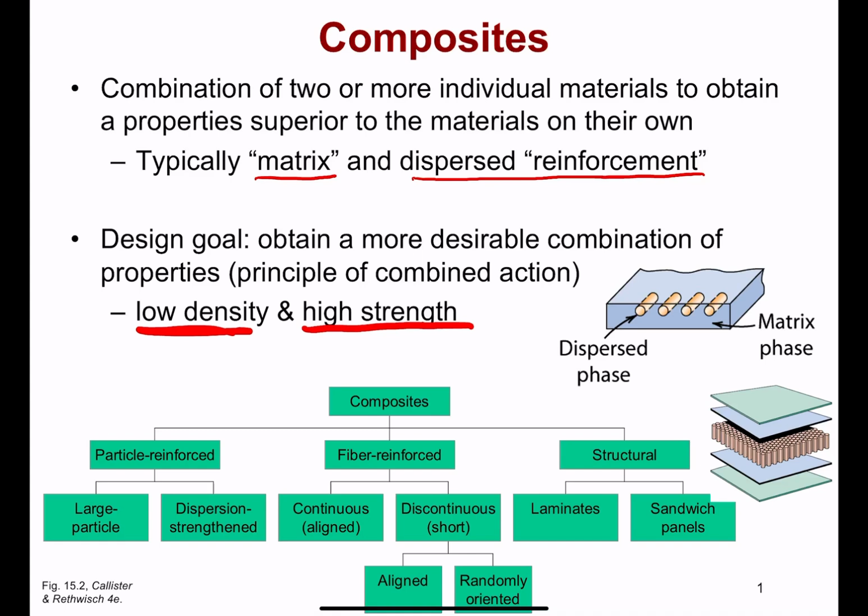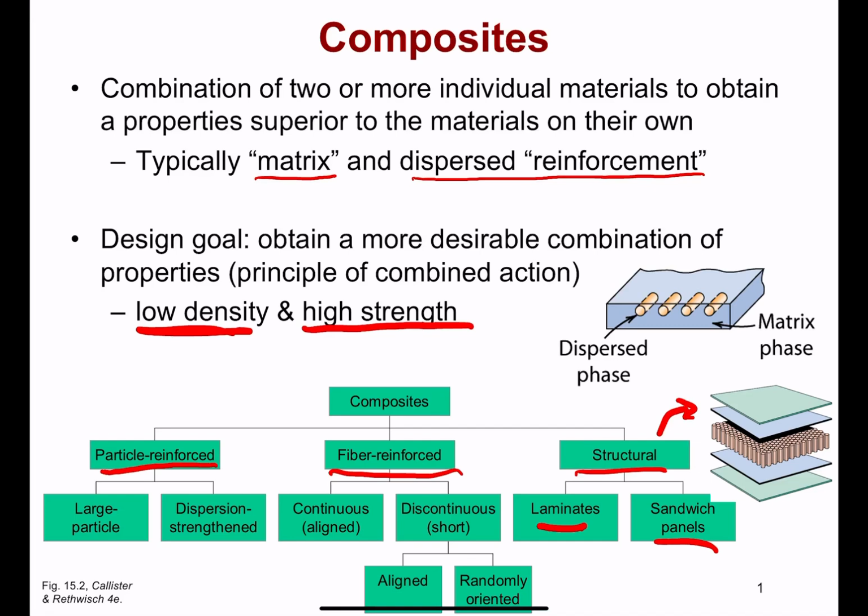Okay, so composites are broken apart into three major categories, as we mentioned. Particle reinforced, so that would be the minority particle and a supporting matrix. Fiber reinforced, or structural composites, where things like laminates and sandwich panels can exist.